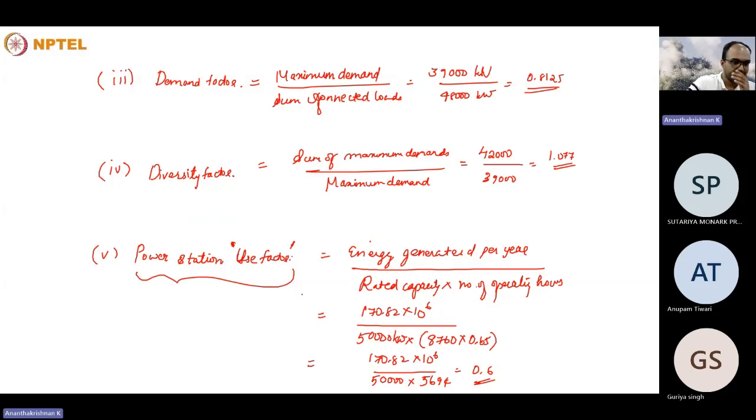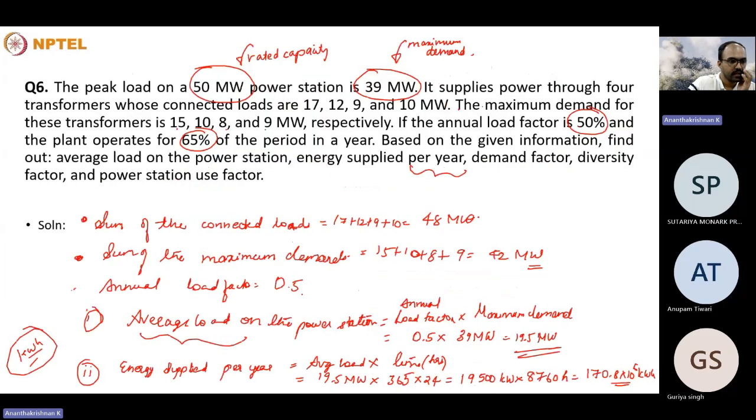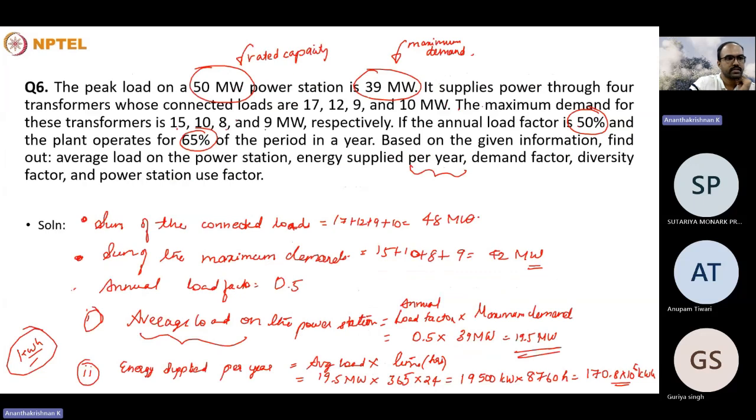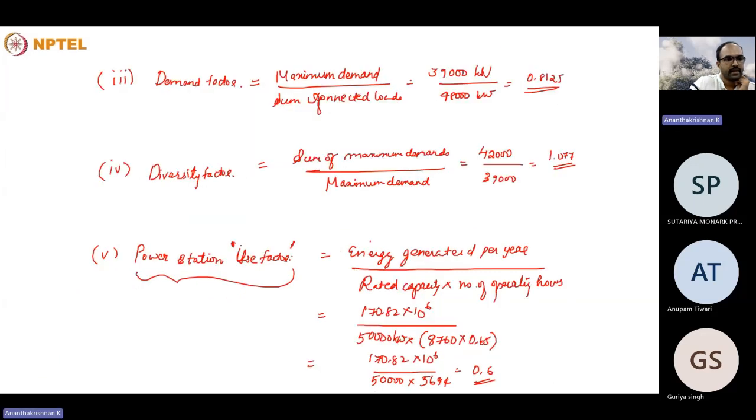So that's where the power station use factor comes into picture. So basically in this problem, we have calculated the average load on the power station, energy supplied, average load multiplied by the time, then demand factor. The diversity factor is straightforward: the sum of the maximum demands divided by the maximum demand. Demand factor is basically maximum demand divided by the sum of the connected loads. And then power station use factor is the energy produced by the power station divided by the maximum energy that it can produce based on the rated capacity.